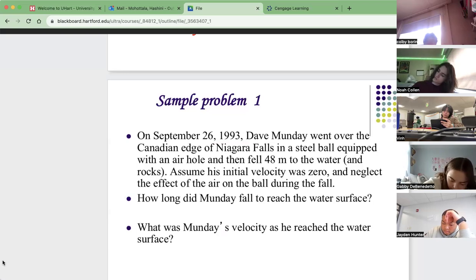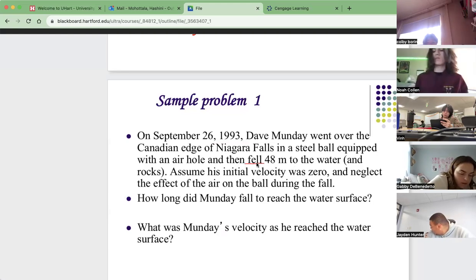Now, there are a couple of magic words in this problem as well. Remember that last time the words stop, initial, or starting from rest were the important words. And here also we have the word fell. If you see that, falling means starting from 0 velocity.